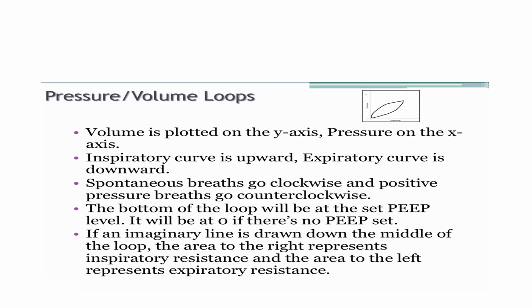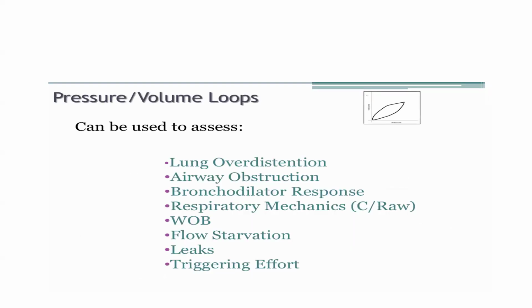If an imaginary line is drawn down the middle of the loop, the area to the right represents the inspiratory resistance and the area to the left represents the expiratory resistance. Now it can be used to assess lung overdistension, airway obstruction, bronchodilator response, respiratory mechanics, work of breathing, flow starvation, leaks, and the triggering effort.